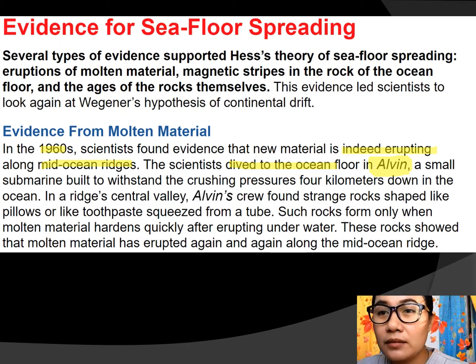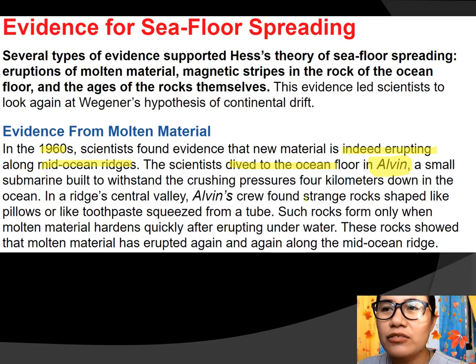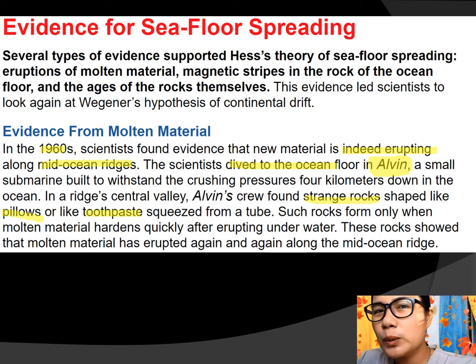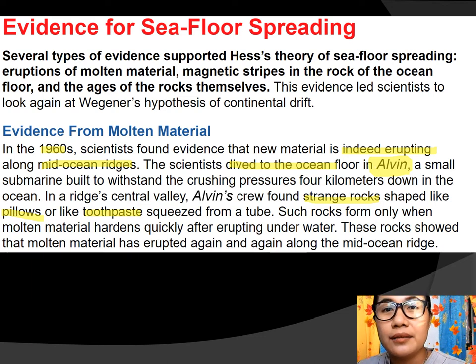In their dives, they saw ocean features underground. Since they were scientists, they studied them. In the Ridge Central Valley, the crew of the submarine Alvin found strange rocks shaped like pillows or toothpaste squeezed from a tube, bulging on both sides, symmetrical. Such rocks only form when the molten material hardens quickly after erupting underwater. These rocks show that molten material has erupted again and again along the mid-ocean ridge.